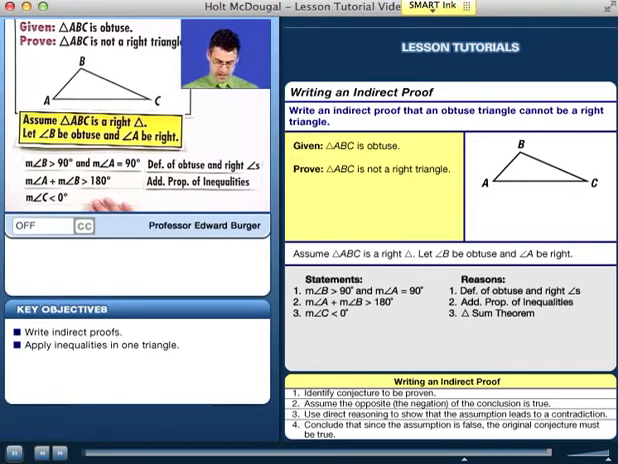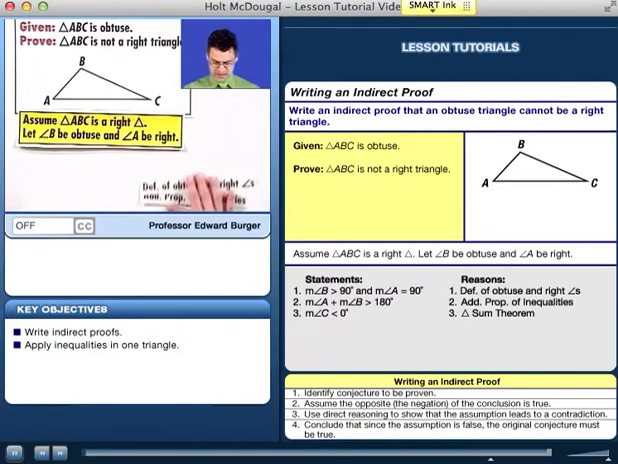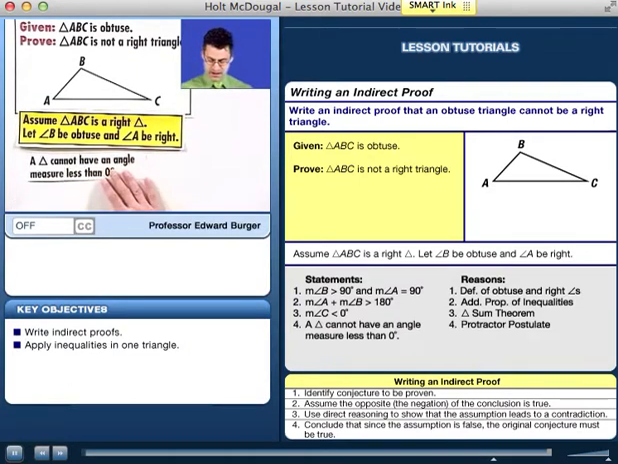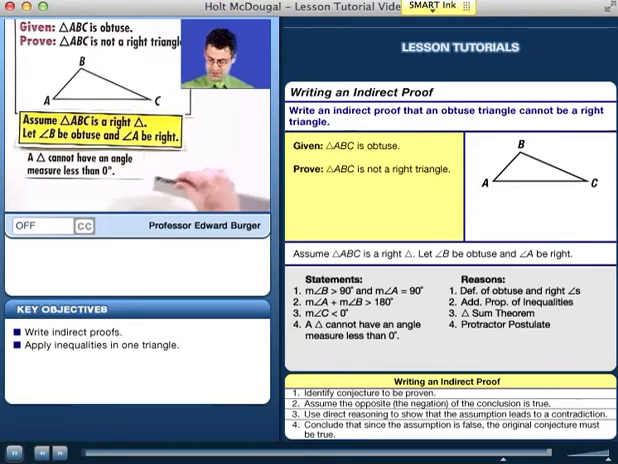That would imply that the measure of angle C is less than 0 degrees, because we know that the sum of the angles of a triangle has to equal 180. That's the triangle sum theorem. So what does that tell us? Well, of course, that just is impossible. A triangle cannot have an angle measure less than 0 degrees, and that's just the old protractor postulate that you might remember from early on.